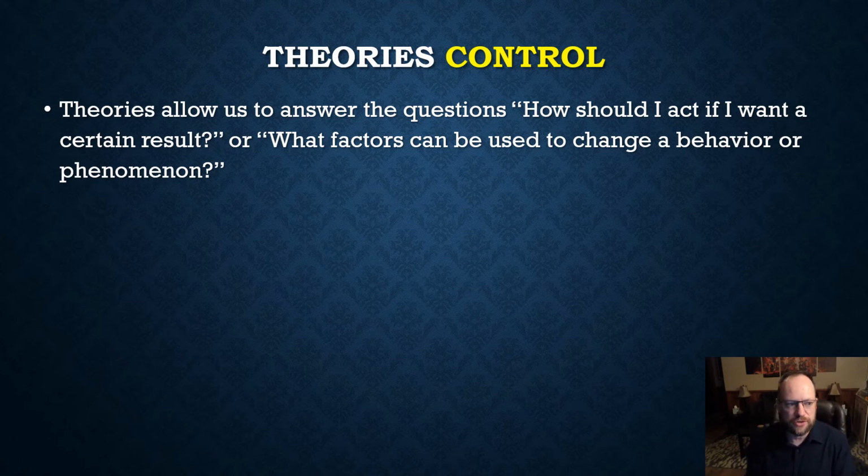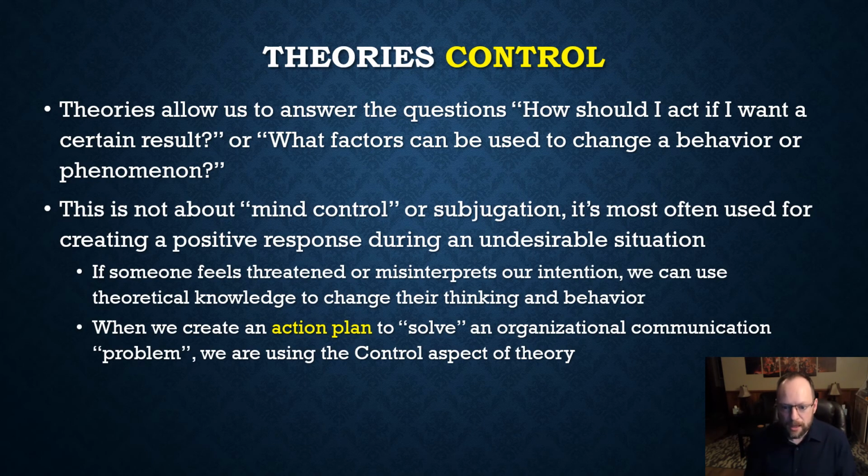Communication researchers use theory to help us understand and control behavior in that way. It's not about mind control. It's really just more about getting a desirable result from an undesirable situation, basically, is what it comes down to. As it says here, the second thing is really important to you. When we create an action plan to solve an organizational communication problem, we're using the control aspect of theory.